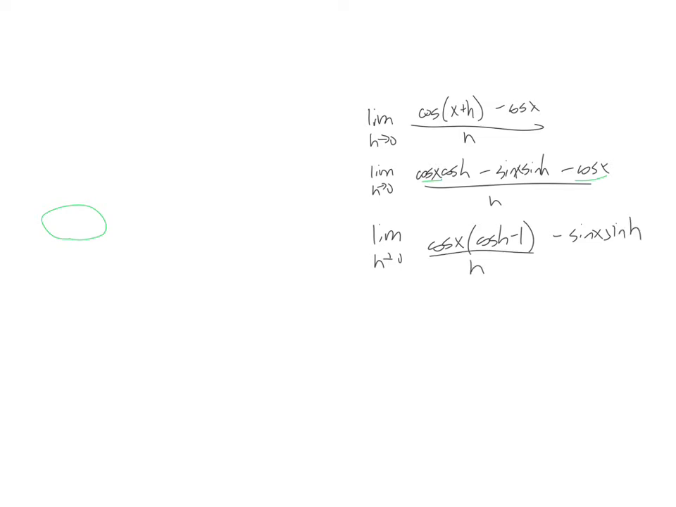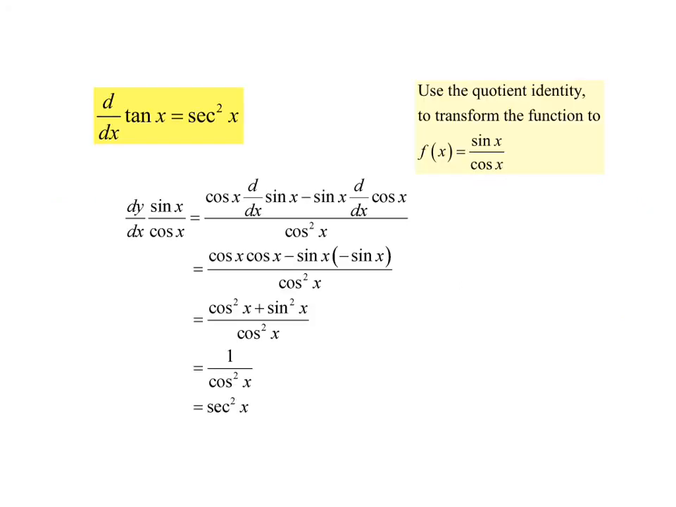Take away sine x sine h, all over h, and again let's split it into two fractions so we can see we get sort of the same scenario. We have cos h minus 1, which becomes 0, so that whole term is 0, and then we have sine h over h, which is 1. So you can see the only thing we have left over is negative sine x. So if our starting equation is cos x, our derivative ends up becoming negative sine. And that's really the only two derivatives we need to know.